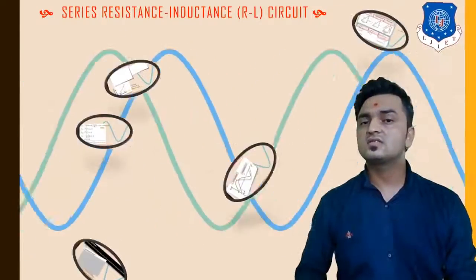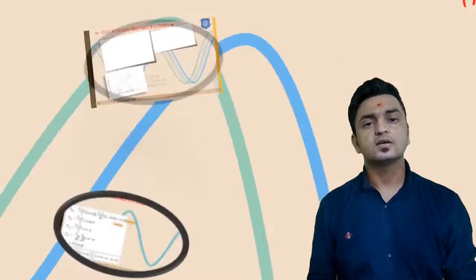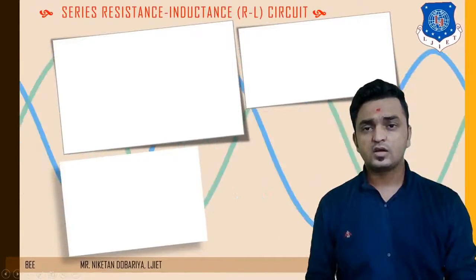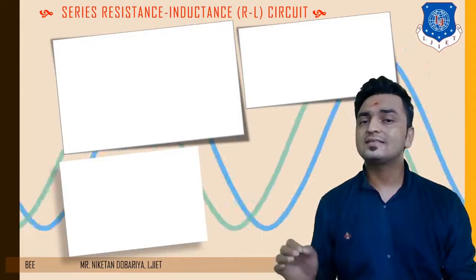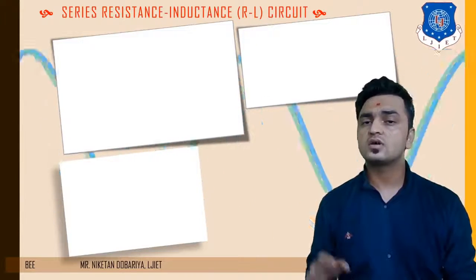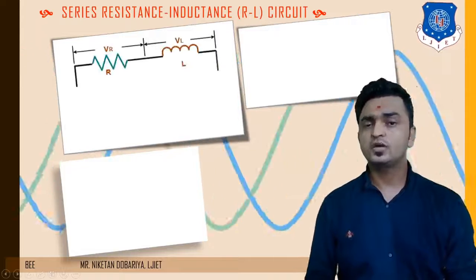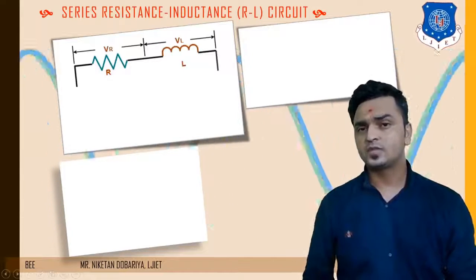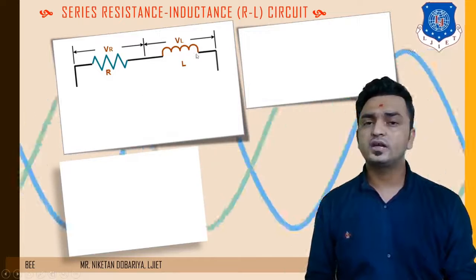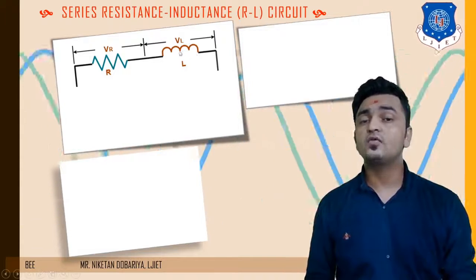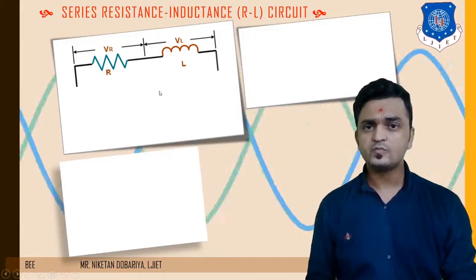That means resistance and inductance are in series. So let's start the theory. Here we are going to discuss an AC circuit in which resistance and inductance are in series connection. In the given diagram, one resistor is in series connection with one inductance, where their values are defined by R and L respectively.